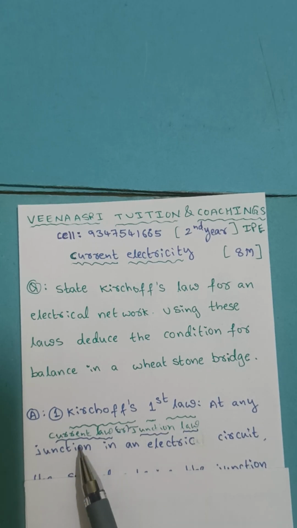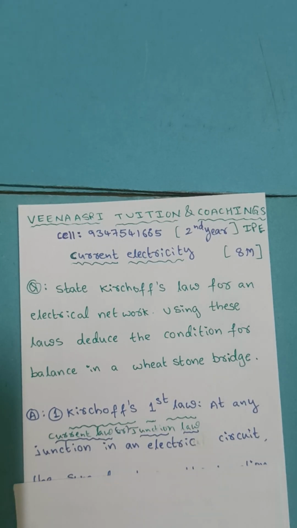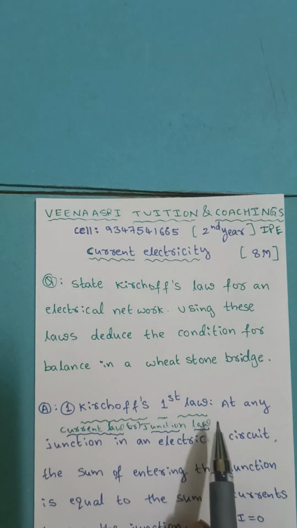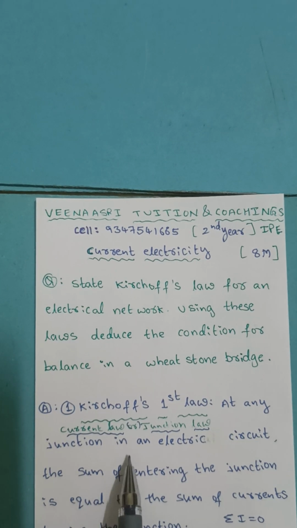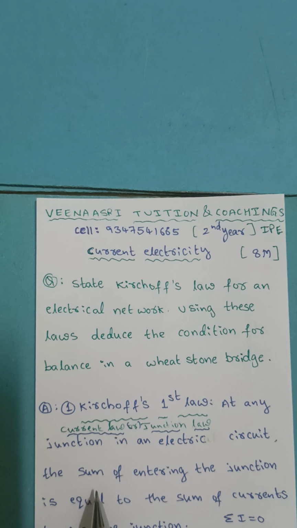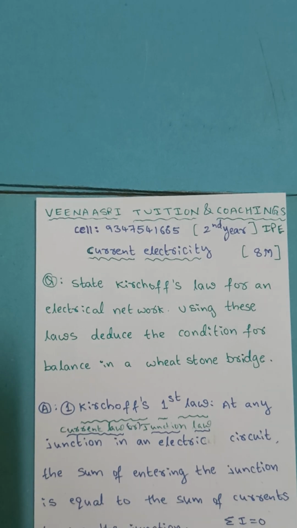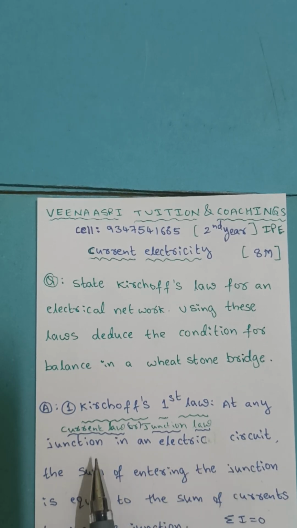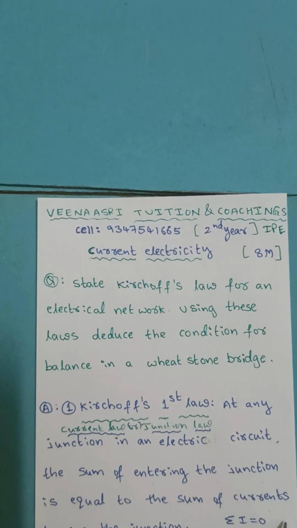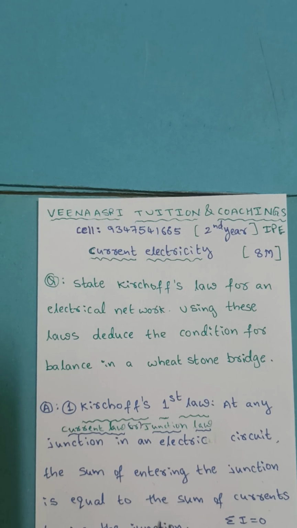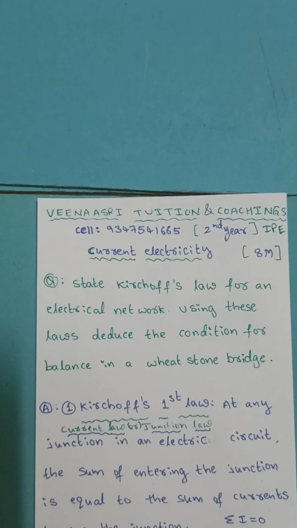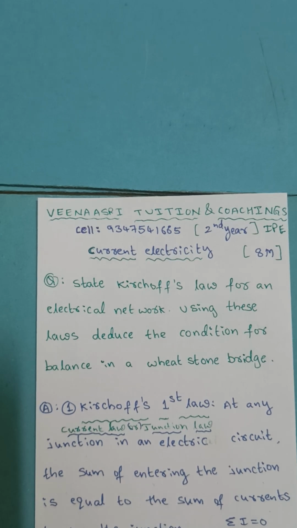Kirchhoff's first law, or another name is current law, junction law. At any junction in an electric circuit, the sum of currents entering the junction is equal to the sum of currents leaving the junction. Symbolically, sigma I is equal to 0. This law is based on the conservation of charge.